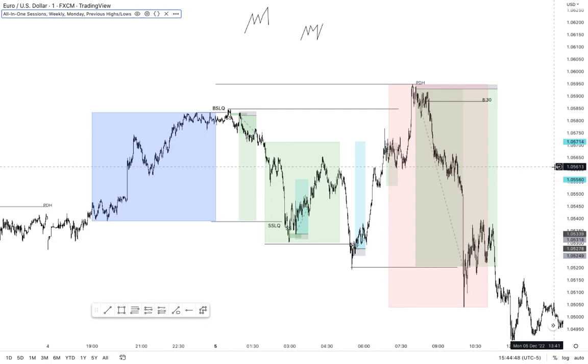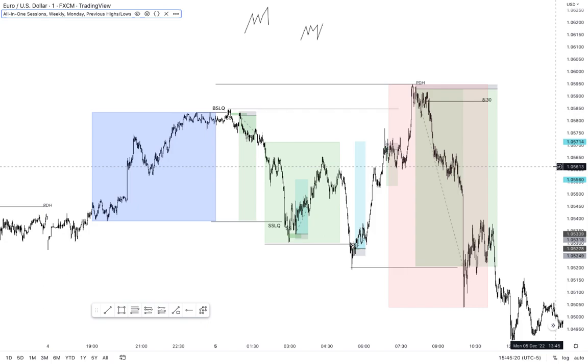Not like all of the mentors use the same. I have literally watched every one of them, and what they do is they have changed the names, like ICT's Judas swing or turtle soup. So don't confuse yourself. Till now I have seen that not many of them use these session cycles.